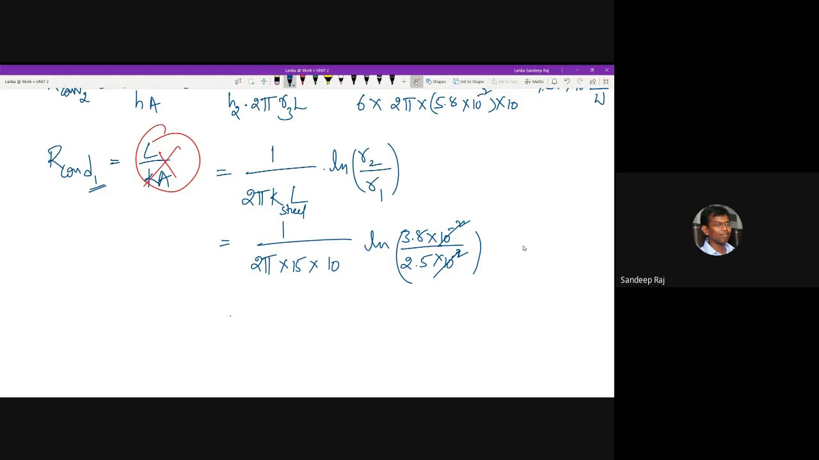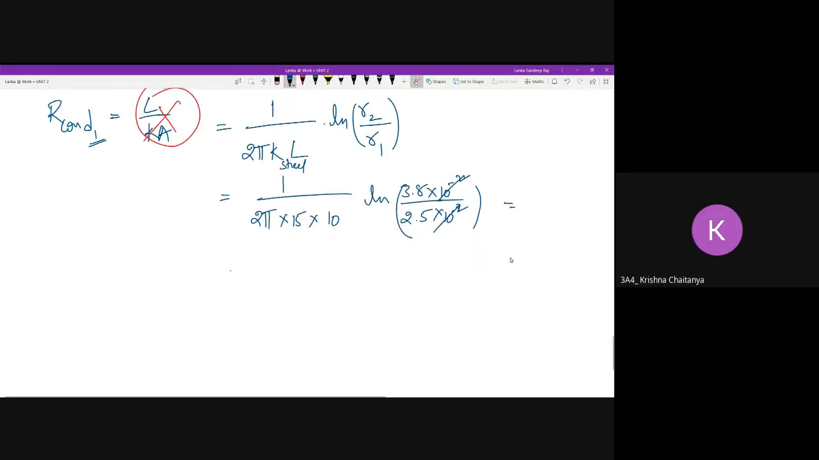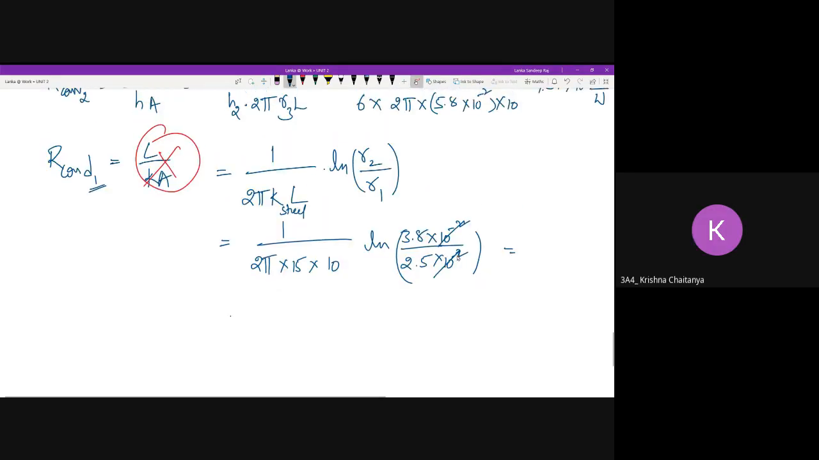Somebody tell me this value. Calculate and tell me this value. Sir, 4.44 into 10 power minus 4 Kelvin per watt. Okay, that is the thing. Good. Next, R conduction 2 I have to find out.